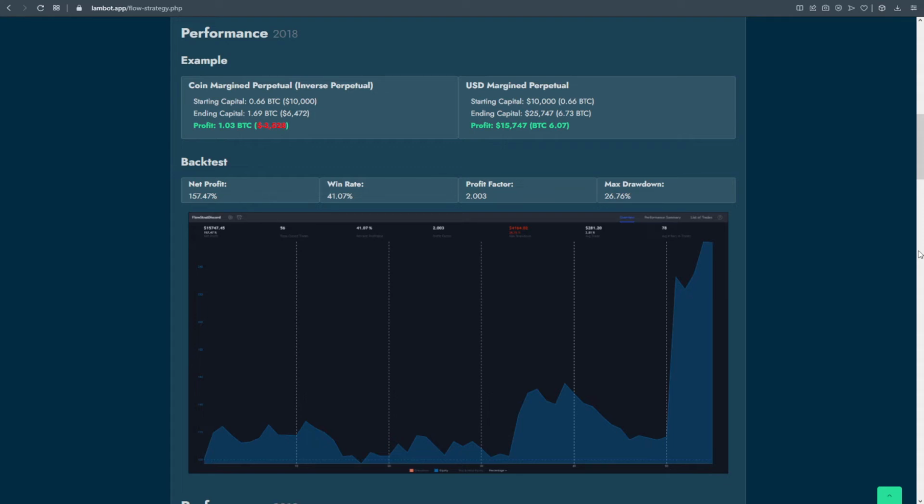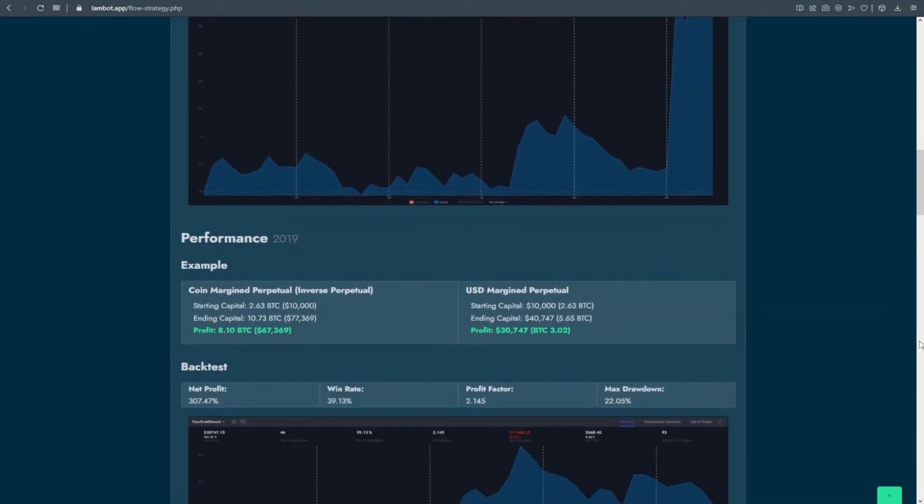So the stats for 2018 were a net profit of 157.47%, a win rate of 41.07%, a profit factor of 2.003, and a max drawdown of 26.76%, which basically means how much the account balance was down at any point along this journey. Overall, 2018 was a good year, but keep in mind this was during a severe bear market. Now let's move on to 2019.